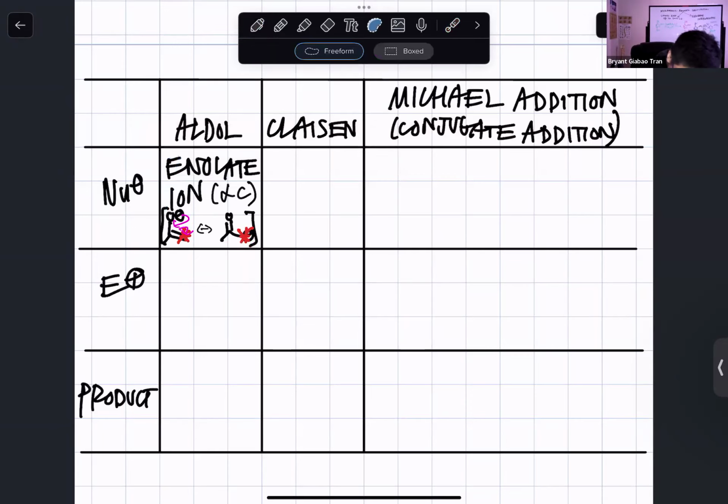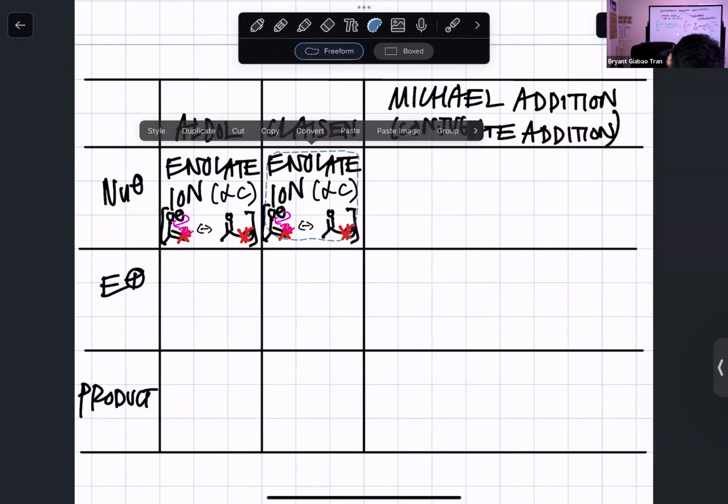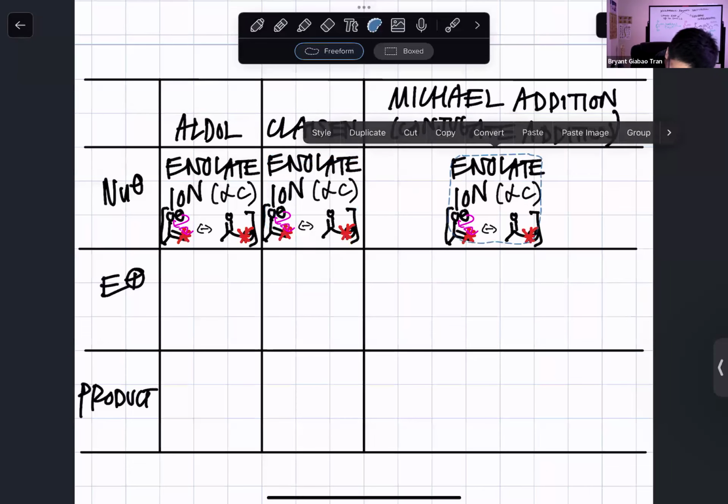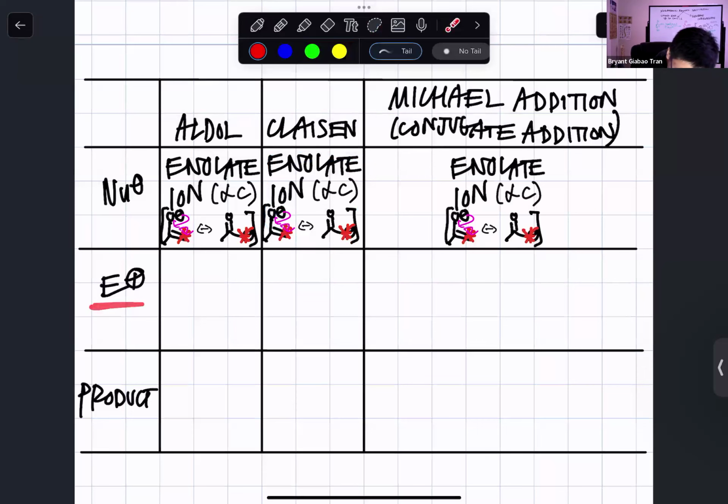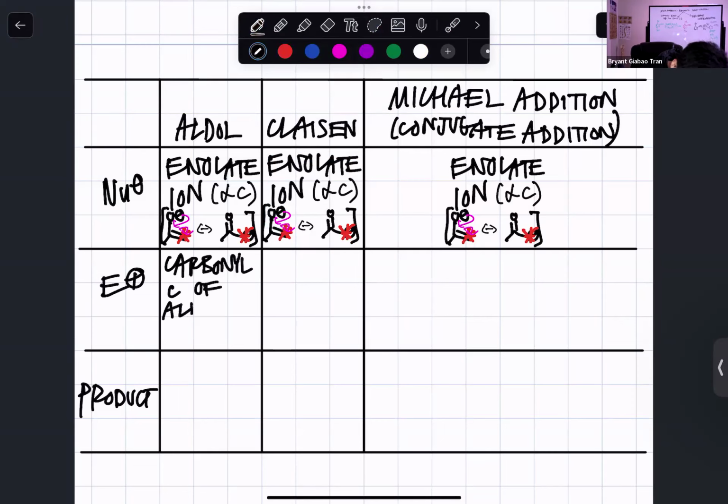So our star here is the alpha carbon of the enolate ion. That's going to be the same nucleophile for all of these reactions: aldol, Claisen, and Michael addition or conjugate addition. Same nucleophile. What distinguishes these reactions is the electrophile. The electrophile for an aldol is the carbonyl carbon of an aldehyde, most likely, or a ketone if it's intramolecular. If it's an intramolecular aldol, it could also be a ketone.